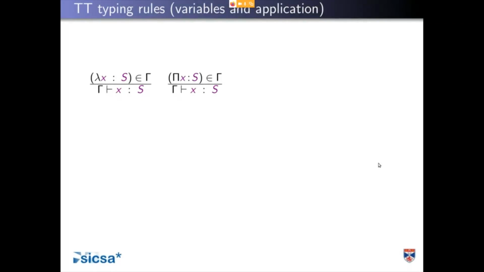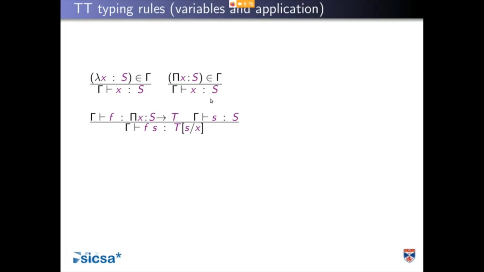the other rules. So for variables, if we're type checking a variable, we look it up in the environment. So what is the type of that variable in the environment? That will tell us what the type is when we type check it.